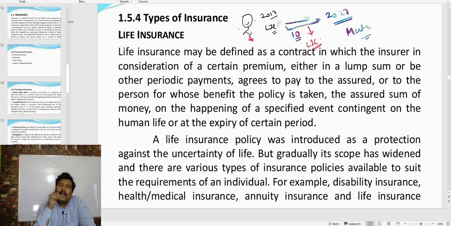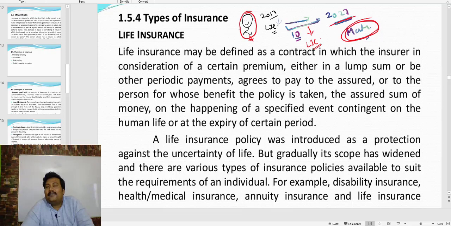And if nothing happens to this person, then in the year 2027, on the date when the insurance matures, on that day this person himself or herself will receive the total amount of the contract. So this is what life insurance is. A life insurance policy was introduced as a protection against the uncertainty of life.